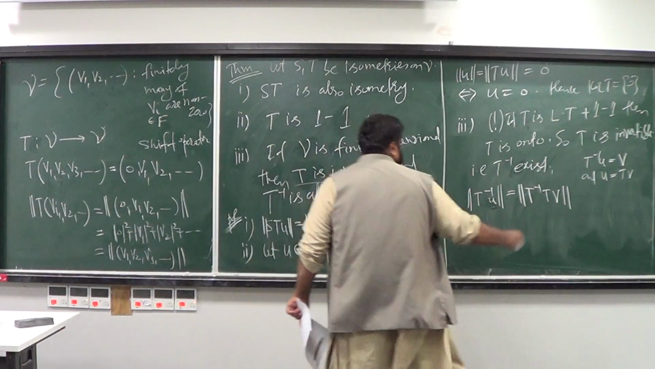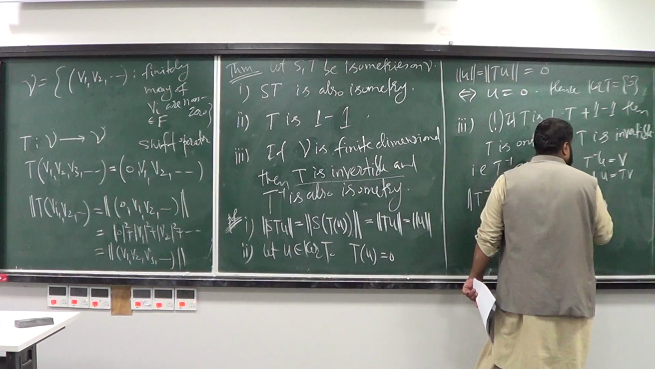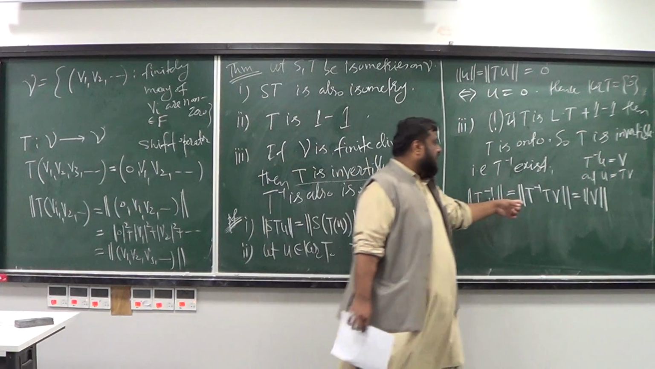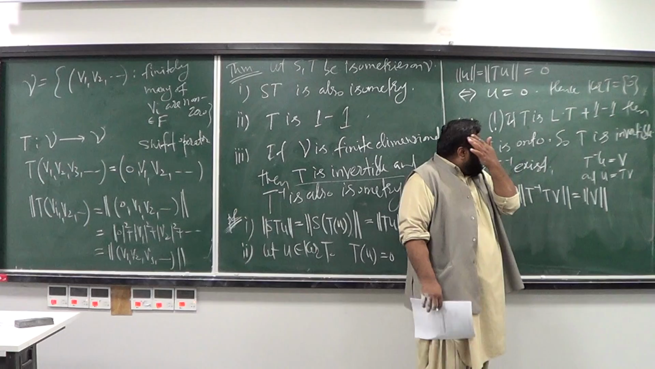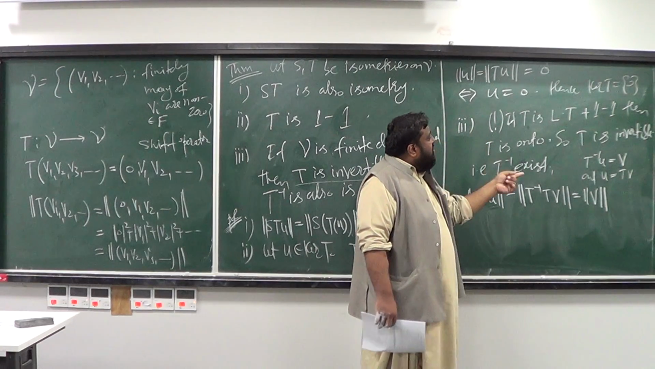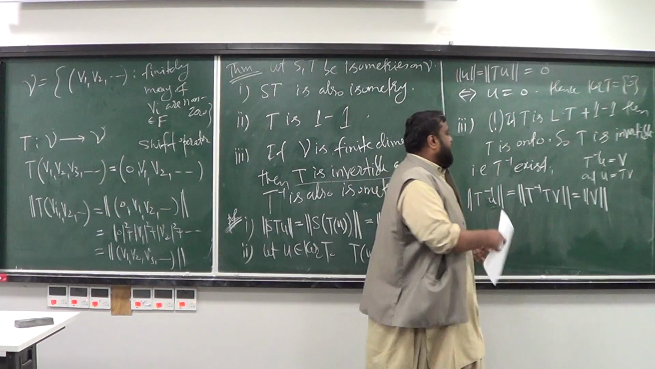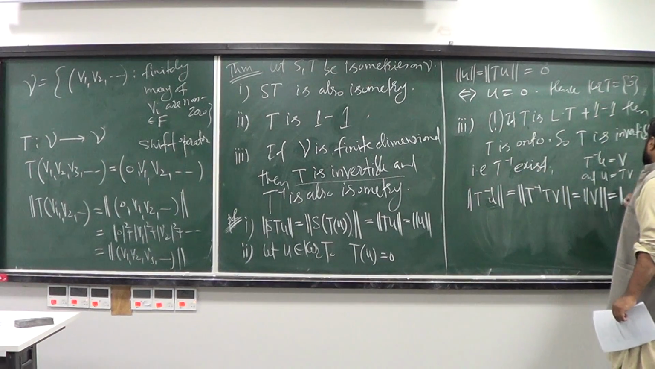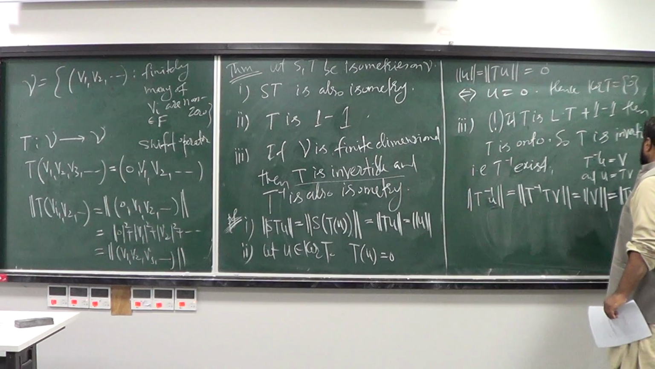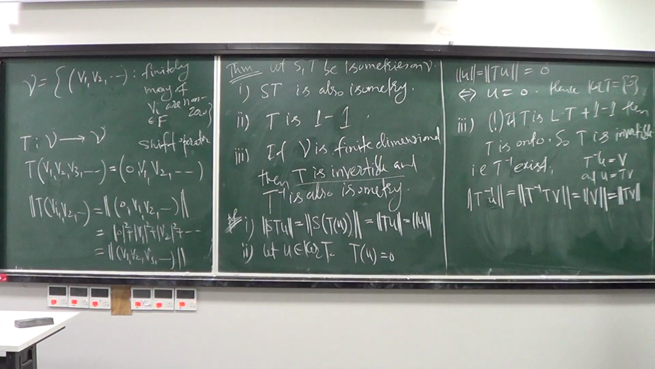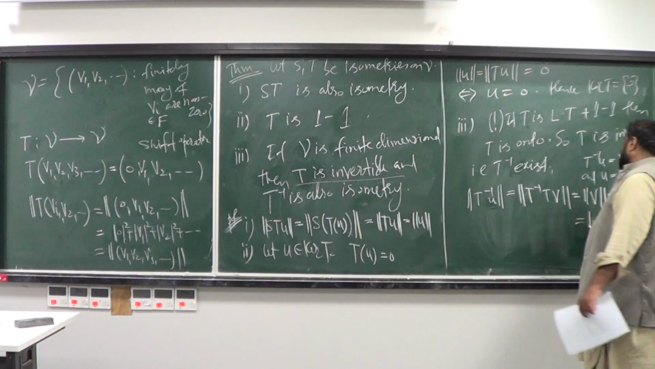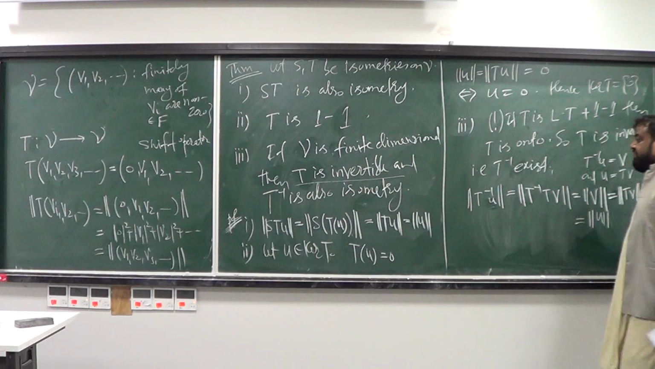T inverse V, and hence this would be equal to the magnitude of V. This is equal to the magnitude of V because this will become the identity map. And now I know that T is an isometry, so this must be equal to the magnitude of T operated onto V. And if this is the case, then what is T of V? T of V is U.